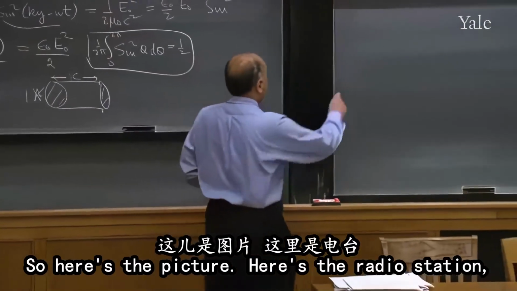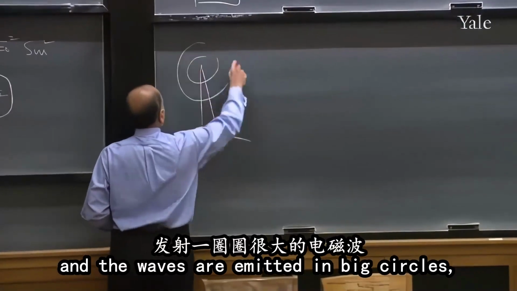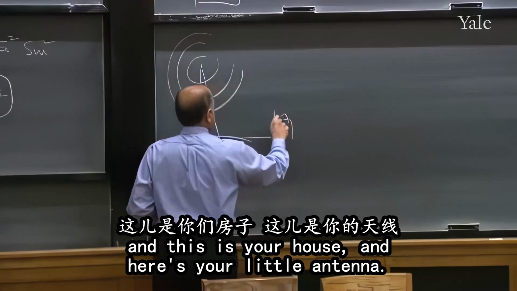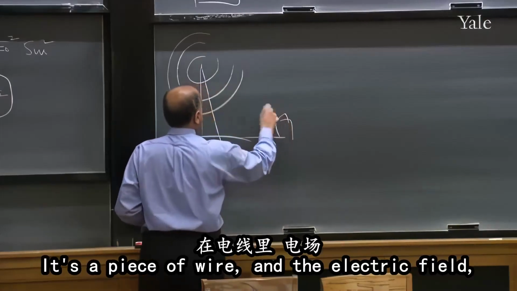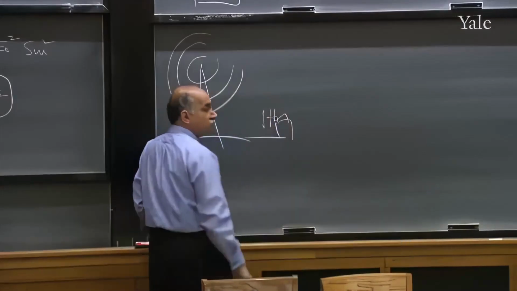So here's the picture. Here's the radio station, and the waves are emitted in big circles. And this is your house, and here's your little antenna. It's a piece of wire, and the electric field, if it's polarized this way, will move the charges up and down.